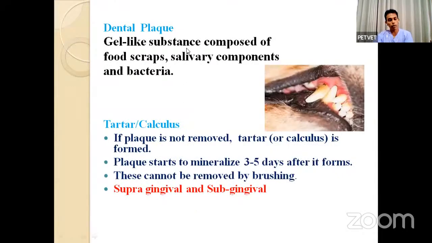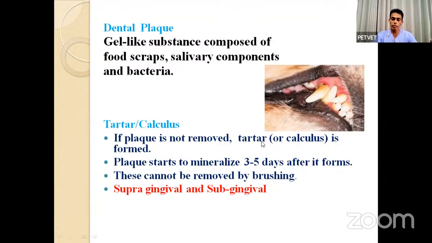There are two other terms that we have to be familiar with in veterinary dentistry. One is dental plaque, and the other one is Tata or calculus. So plaque is a gel-like substance composed of food scraps, salivary components, and bacteria. That's a gel-like, whitish, glistening kind of substance that you can remove by brushing or by some mechanical means. And Tata or calculus is formed when the plaque is not removed, then it stabilizes, and this Tata is formed. Tata is this brownish, hardened substance that you normally see on the teeth of dogs. Plaque can start to mineralize after even 1 day, or 3 to 5 days. So even after 1 day, the plaque can start to mineralize and form Tata.